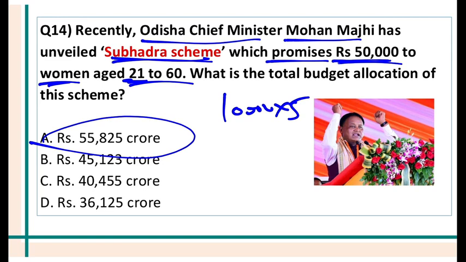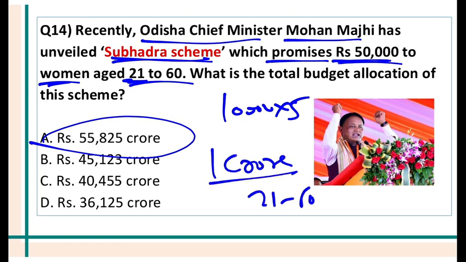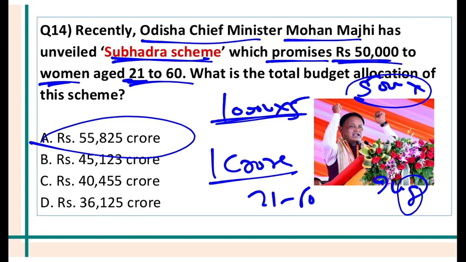And how many women will benefit? 1 crore women are going to benefit in Odisha whose age is between 21 to 60. All of them will get 50,000 rupees, 10,000 rupees every year for 5 years. And this 10,000 will be given in 2 tranches of 5,000 rupees each. One will be given on International Women's Day, 8th of March, and the second on Rakhi Purnima. And all these beneficiaries will get a Subhadra debit card also.